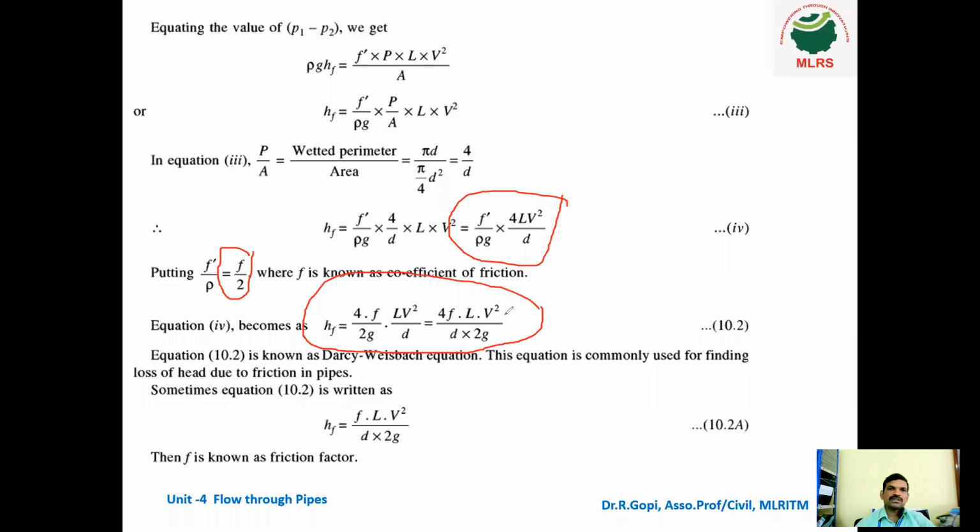hf is equal to 4 f L V square divided by 2 g d. This equation is called the Darcy-Weisbach equation. It is commonly used for finding loss of head due to friction in a pipe. Here f is known as the coefficient of friction. Sometimes this equation may be written as f L V square divided by 2 g d, but the actual formula we have to use is 4 f L V square divided by 2 g d. This is the important derivation. This is a 10-mark question in 4th year.